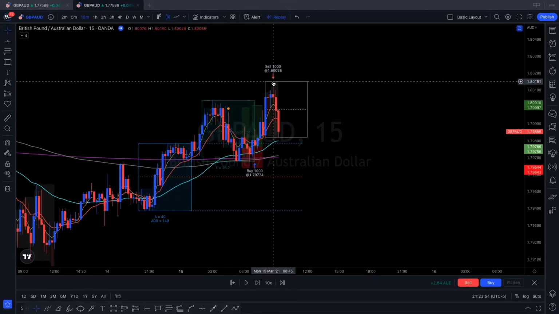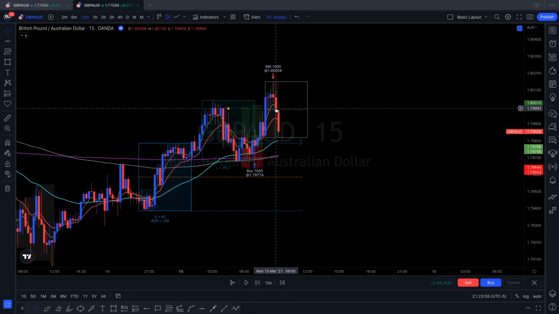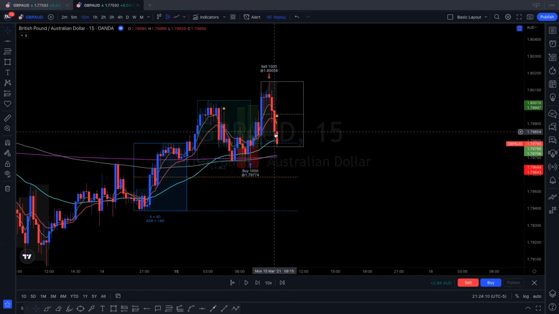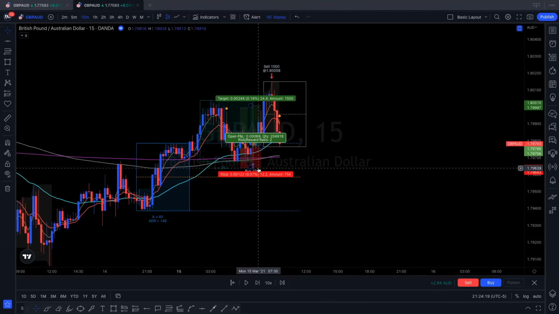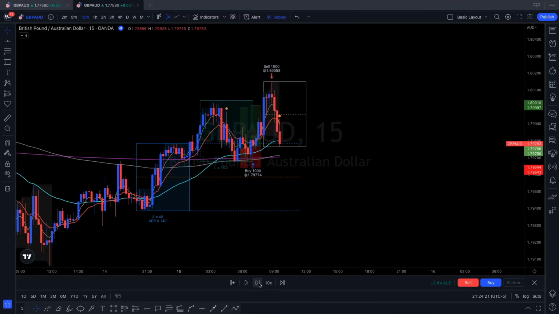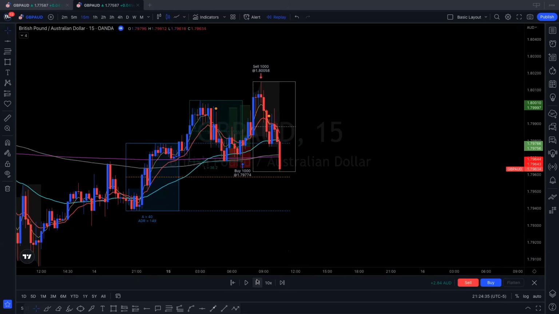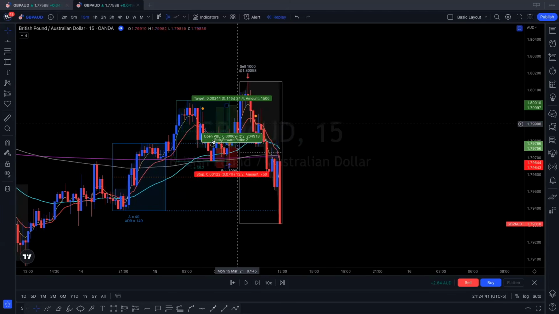How this went up, gave you the wick there, came back down again. Now, if this is going to be a continuation trade, price needs to hold this area here. Okay. If it doesn't hold this area, it's not going to be a continuation trade. So that's not a continuation trade. It would have been a multi-session.